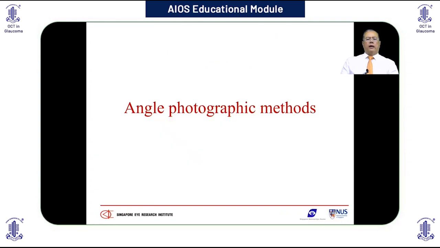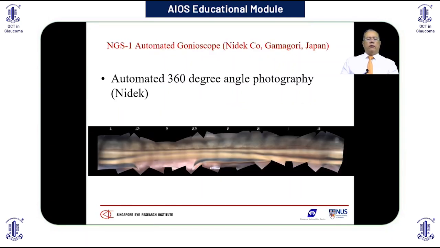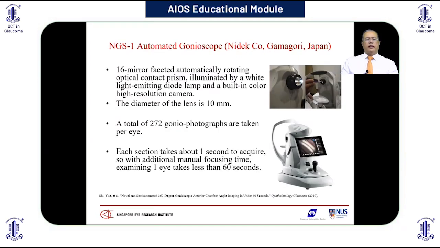Finally, before I end, I'd like to mention a few methods of looking at the angle using photographic methods. For example, there's a new automated 360-degree angle photography method by NIDEK, which basically takes a picture of the angle in 360 degrees, and you can see here an image where they unroll the angle images in 360 degrees to see a continuous frame of the angle. Studies have shown that this is a quick method of obtaining angle images of the eye.